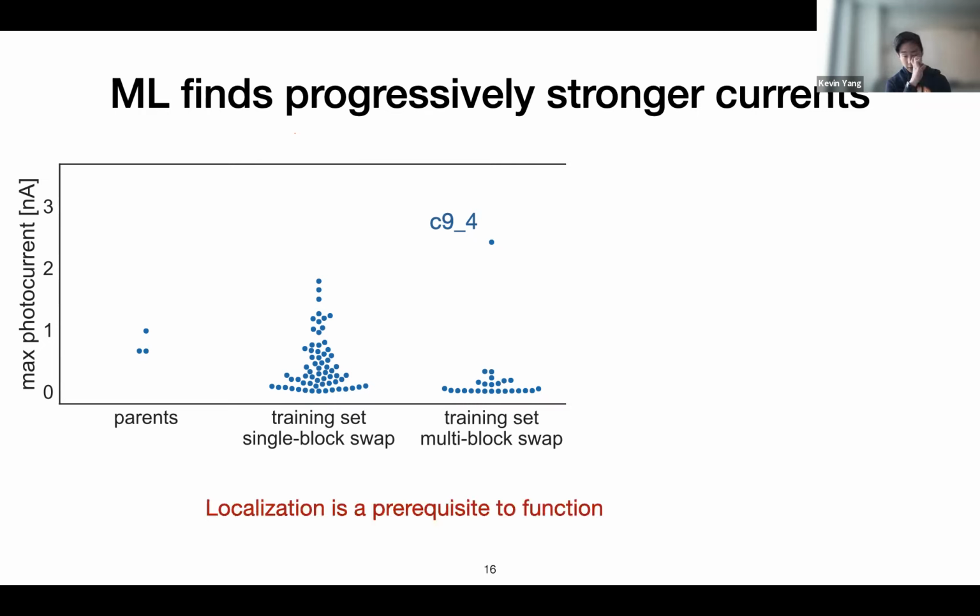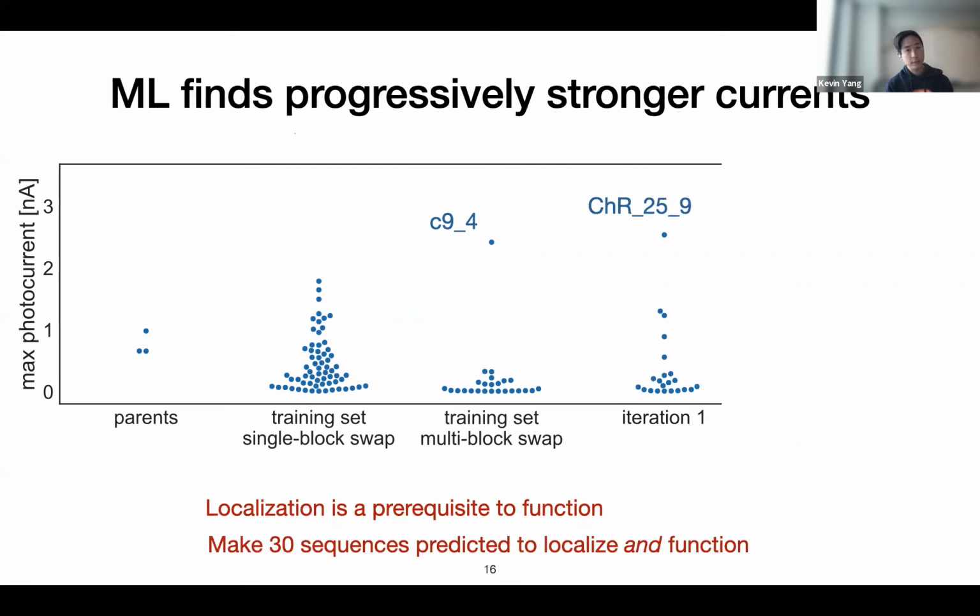So based on this training set, we also noticed that physically localizing to the membrane is a prerequisite to function. So we made 30 sequences predicted to localize and function. Of these, 22 have photocurrents, which is an improvement. One of those is the best we've seen. And all of them localize, actually.